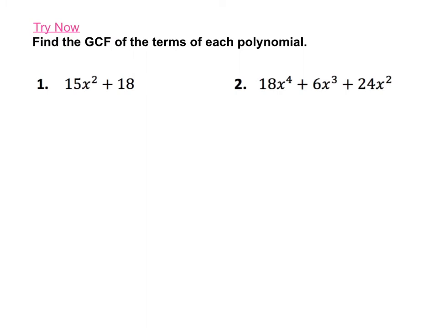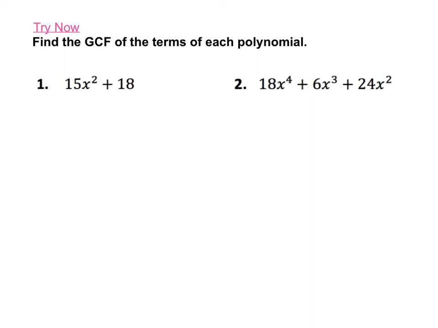Let's practice a few more questions now with that shortcut that the GCF for the variables will always be the smallest exponent. I want to do try-now number 1 together with you. Try-now number 1 is a little bit different because you'll see that the first term is 15x squared, but the second term is just 18. For the GCF of the numbers, we need the greatest common factor that's a factor of both 15 and 18. We need to list out the factor pairs.